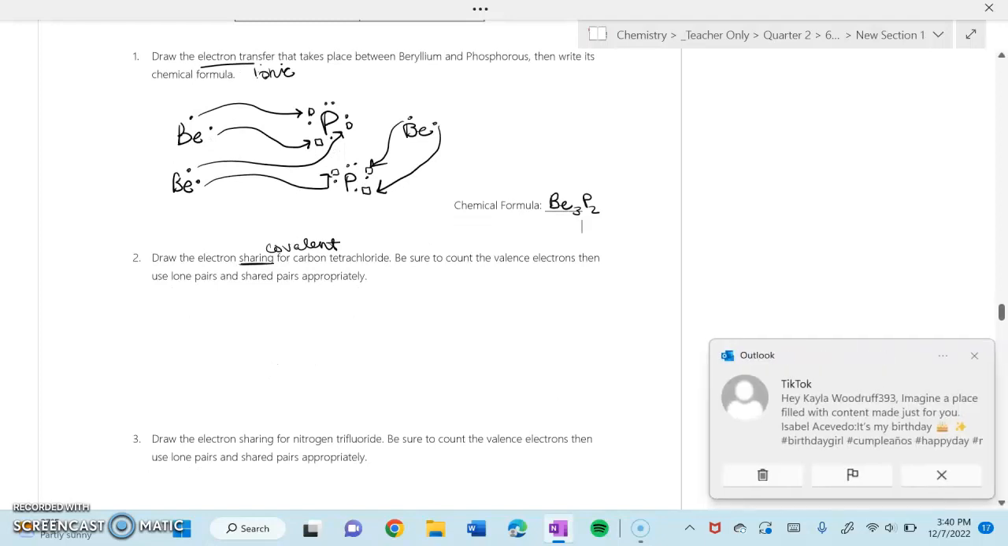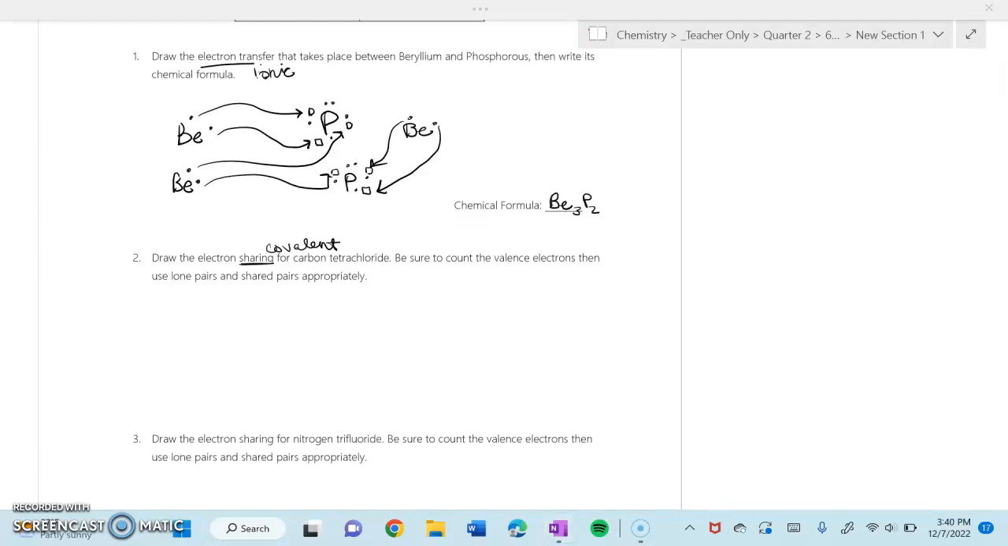Now for electron sharing, we have carbon tetrachloride, that's CCl4. So we need to count our valence electrons. Each carbon is going to have 4. Each chlorine has 7. So if we add those up, we got 4 of these, it's going to be 28 and 4, 32. So there's our valence electron count. This is just kind of a workspace here, counting our valence electrons.